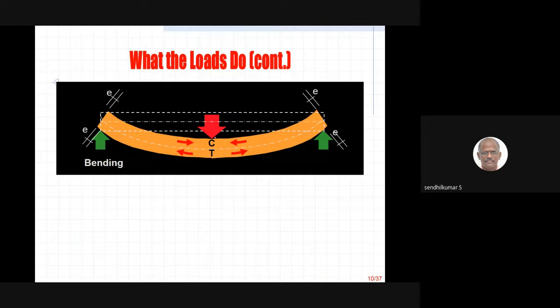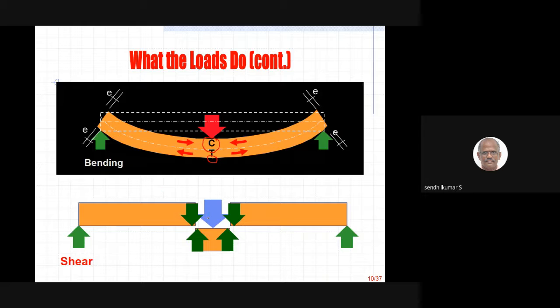The points which are very near to the application of the load experience what is called compressive stress. The points which are away from the point of application of the load will have tensile forces. Beyond the neutral location of our longitudinal axis, we will have tensile forces. Between these curves we will have compressive forces. This is the other image where you can see the shear which can take place.